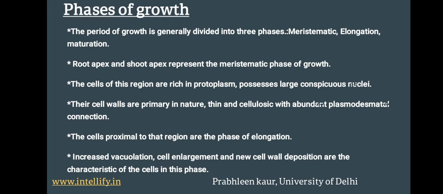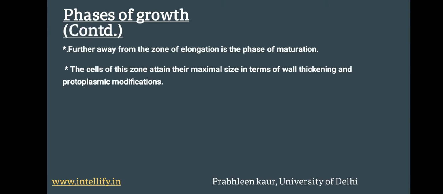The cells proximal to the region are the phase of elongation. Increased vacuolation, cell enlargement, and cell wall deposition are the characteristics of the cells in this phase. Next, phases of growth. Further away from the zone of elongation is the phase of maturation. The cells of this zone attain their maximal size in terms of wall thickening and protoplasmic modifications.